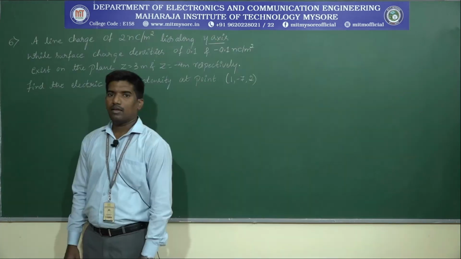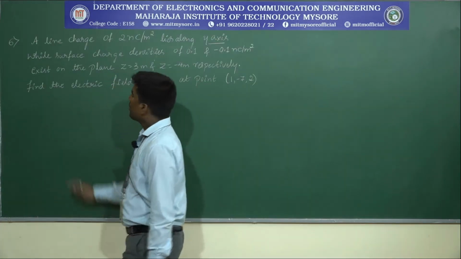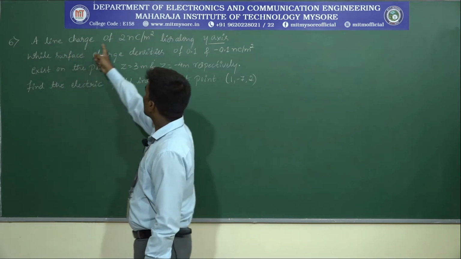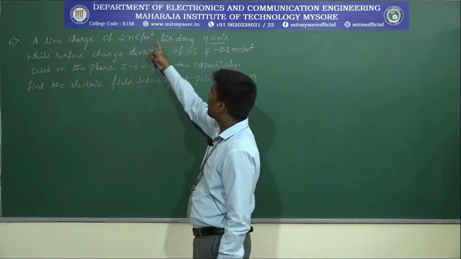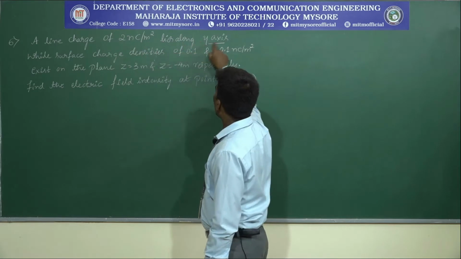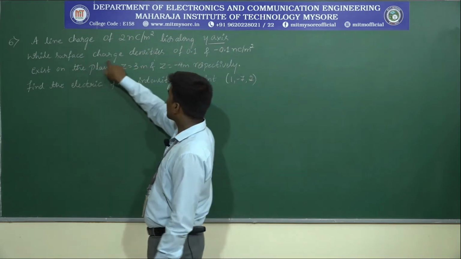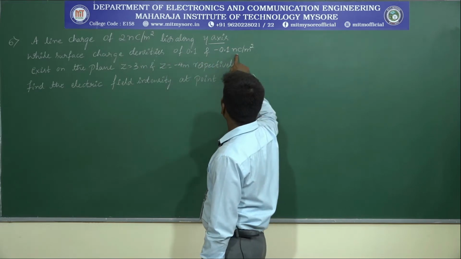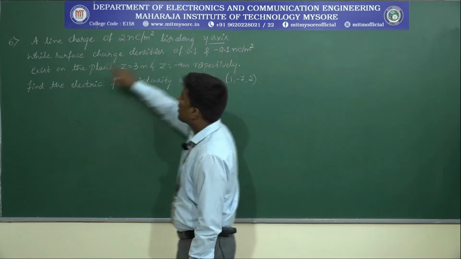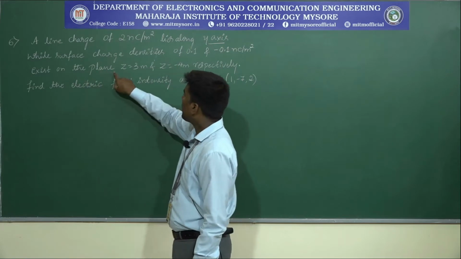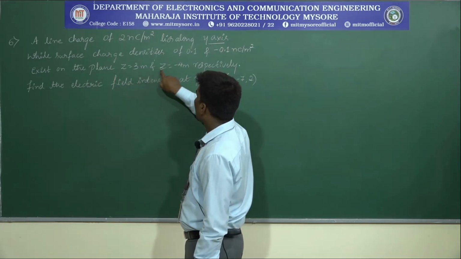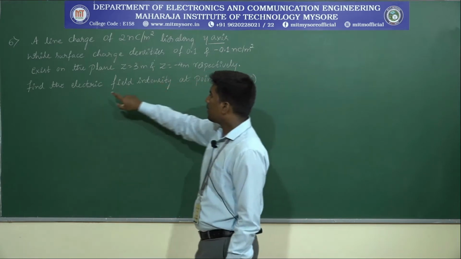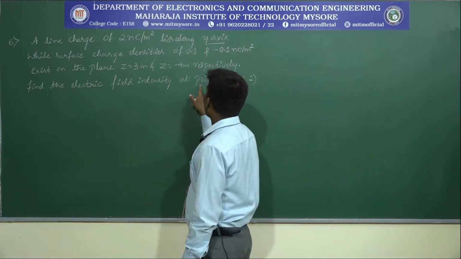Okay, let us solve one more problem. Let me read the problem statement. A line charge of 2 nanocoulomb per meter square lies along y-axis while surface charge densities of 0.1 and minus 0.1 nanocoulomb per meter square exist on the plane z is equal to 3 meter and z is equal to minus 4 meter respectively. Find the electric field intensity at point P.